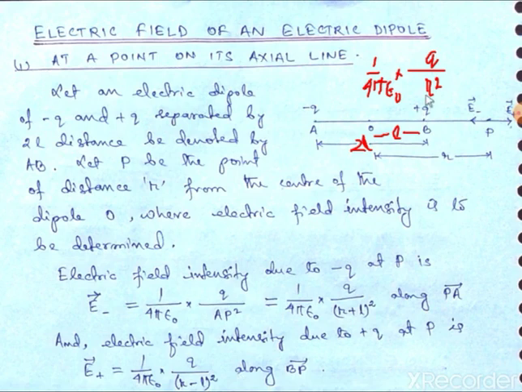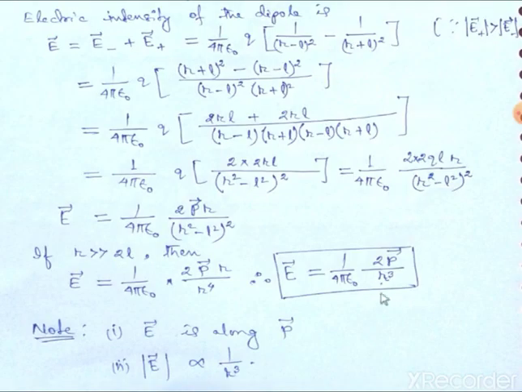But in the case of a single point charge, what happens? The magnitude of electric field is 1 by r square. This is for a single point charge. Electric field E for a single point charge is inversely proportional to r square. But in the case of an electric dipole, E is inversely proportional to r cube.